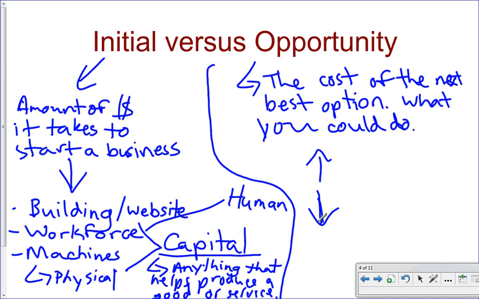Okay, so those are the two things when a business owner is considering whether or not he or she should start their business. Those are the two costs they need to consider. How much is it going to cost me just to get the business going? And then also, if I choose not to do this business, what else could I do with my money? What's my next best option?